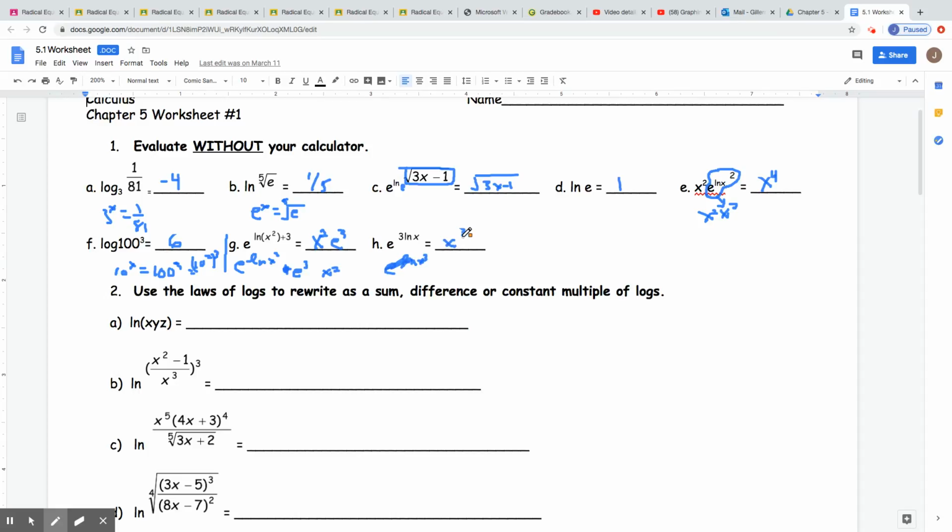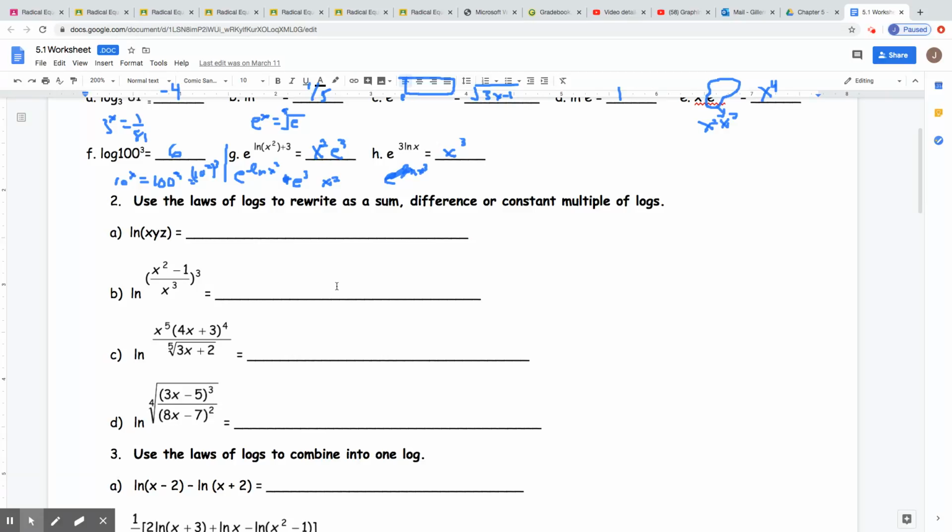All right, so now with number 2, we're using the laws of logs to rewrite as a sum, difference, or constant. So we're just expanding these. Remember the rules for expanding: if you have a fraction, everything on top is positive, everything at the bottom is negative. Any exponents go to the front.